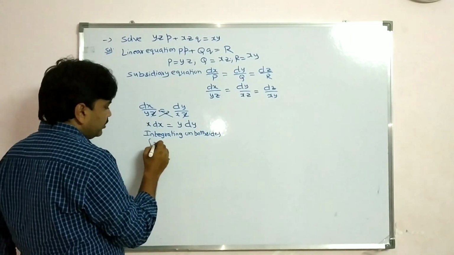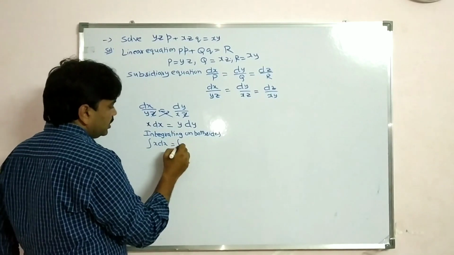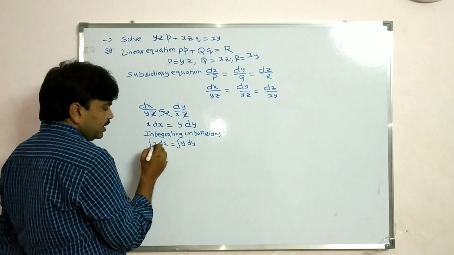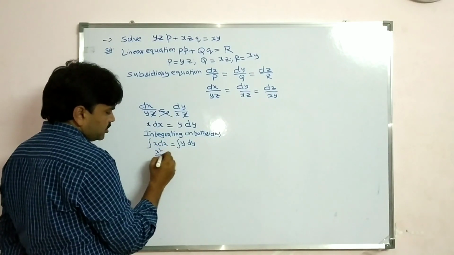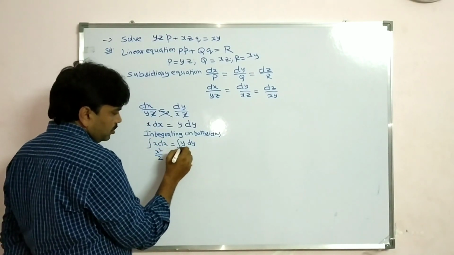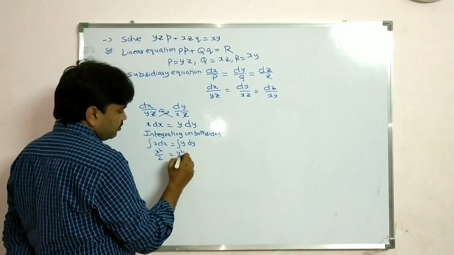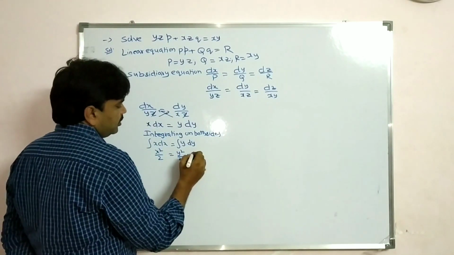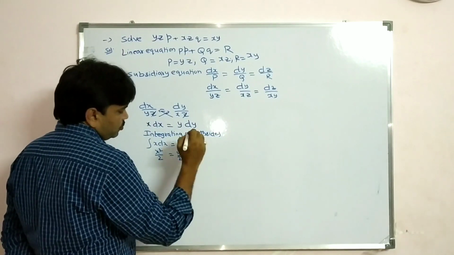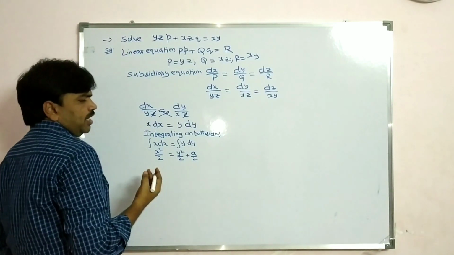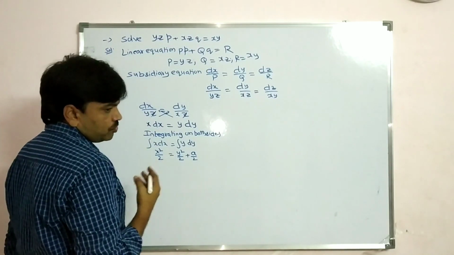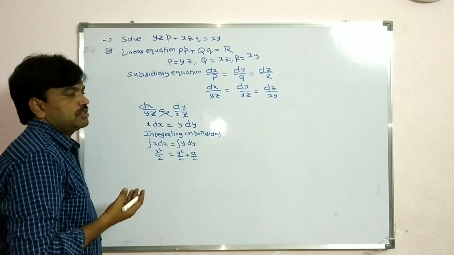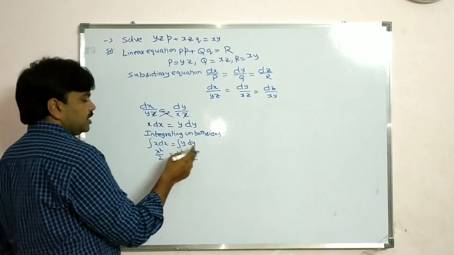Now integral of x dx is equal to integral of y dy. Integral of x dx, students, x square by 2, that is equal to integral of y dy, y square by 2, plus a by 2. Actually we can write plus c, where c is an arbitrary constant. We can write anything. So plus a by 2.